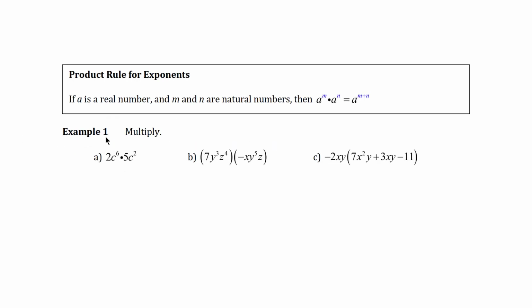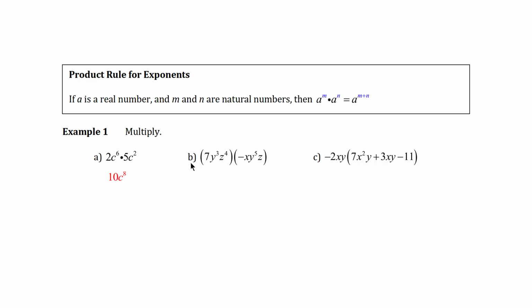For example number 1, multiply. For part A, we have 2c to the 6th power times 5c to the 2nd power. When we multiply these two together, what we do first is multiply the coefficients together, so 2 times 5 is 10, and then we take care of the exponents. We have c to the 6th power times c to the 2nd power. We apply the product rule for exponents here, which means we're going to add the exponents together. So we have 6 and 2 is 8. So our final answer is 10c to the 8th power.